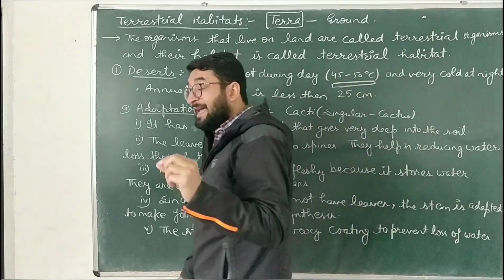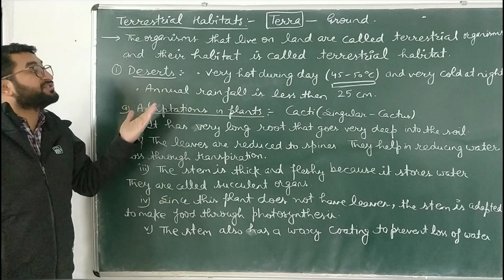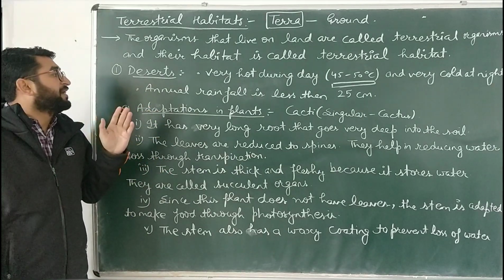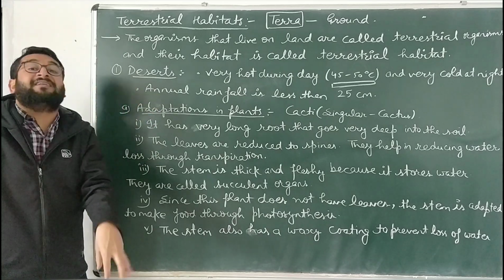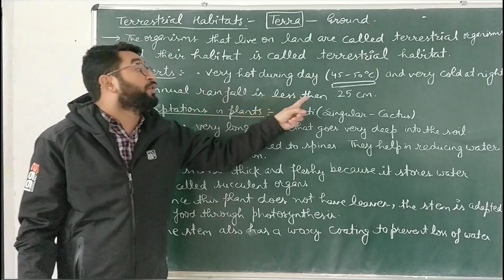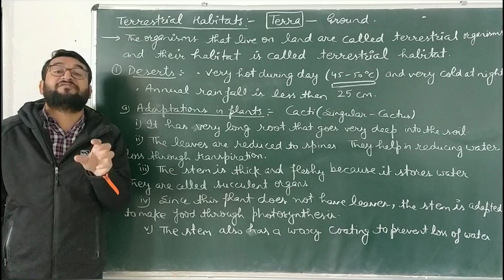So deserts have a very wide temperature range. During the day it has very high temperature, and during night it has very low temperatures. बहुत ज्यादा ठंड हो जाती है. Rainfall is very very less. Annual rainfall in the desert region is less than 25 centimeters. Annual rainfall, it's a very less rainfall बच्चे.